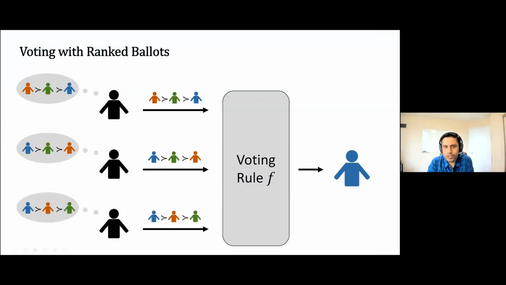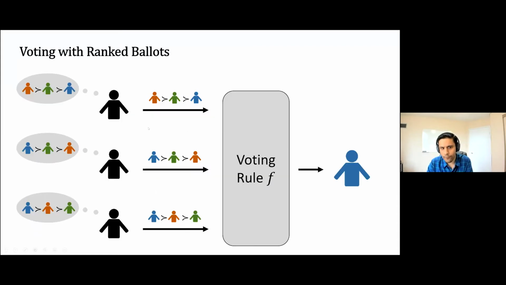Okay, so you all know the standard framework of voting with ranked ballots. Here you have a number of voters indicated in black. You have a number of candidates indicated in color. The voters have ranked preferences over the set of candidates, and each voter communicates her ordering over the candidates as her ballot to some voting rule, which then aggregates all of these ballots into some kind of social choice outcome, most commonly a single winning candidate.